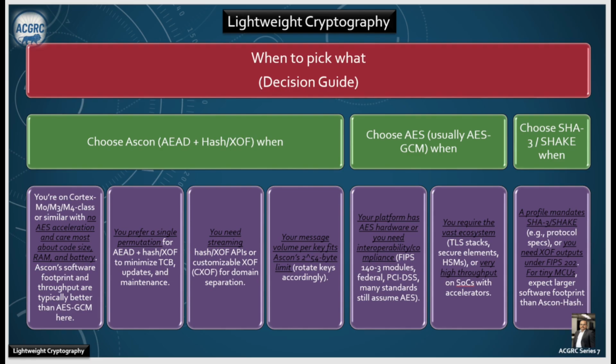Choose AES when your platform has hardware support, or you need interoperability or compliance, or you require the vast ecosystem, or require very high throughput. You choose SHA where a profile mandates SHA, or you need XOF output under FIPS 202. For tiny MCUs, only when it is mandated.